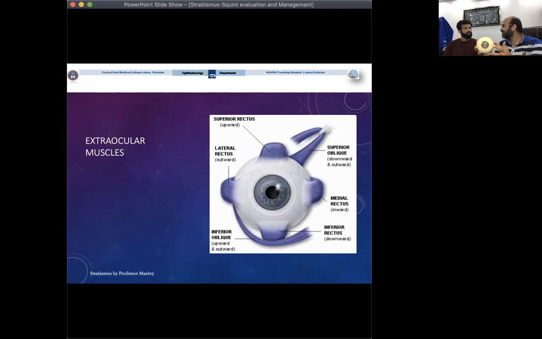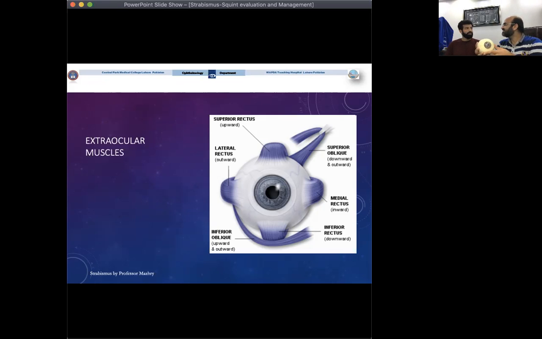But the interesting thing about the obliques is that from the anterior part they are going back behind the equator. So once they contract, the eye moves in the opposite direction. Superior oblique depresses, and inferior oblique elevates. So that's the reason behind it, just because they are inserted behind the equator.